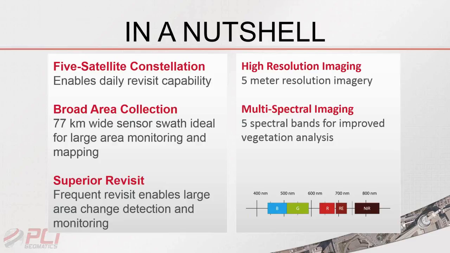And our imagery is multispectral with 5 spectral bands. We were the first commercial satellite to offer the red edge band. We have blue, green, red, red edge, and near infrared. Red edge was specifically and purposely put on the sensors for agriculture and vegetation monitoring.